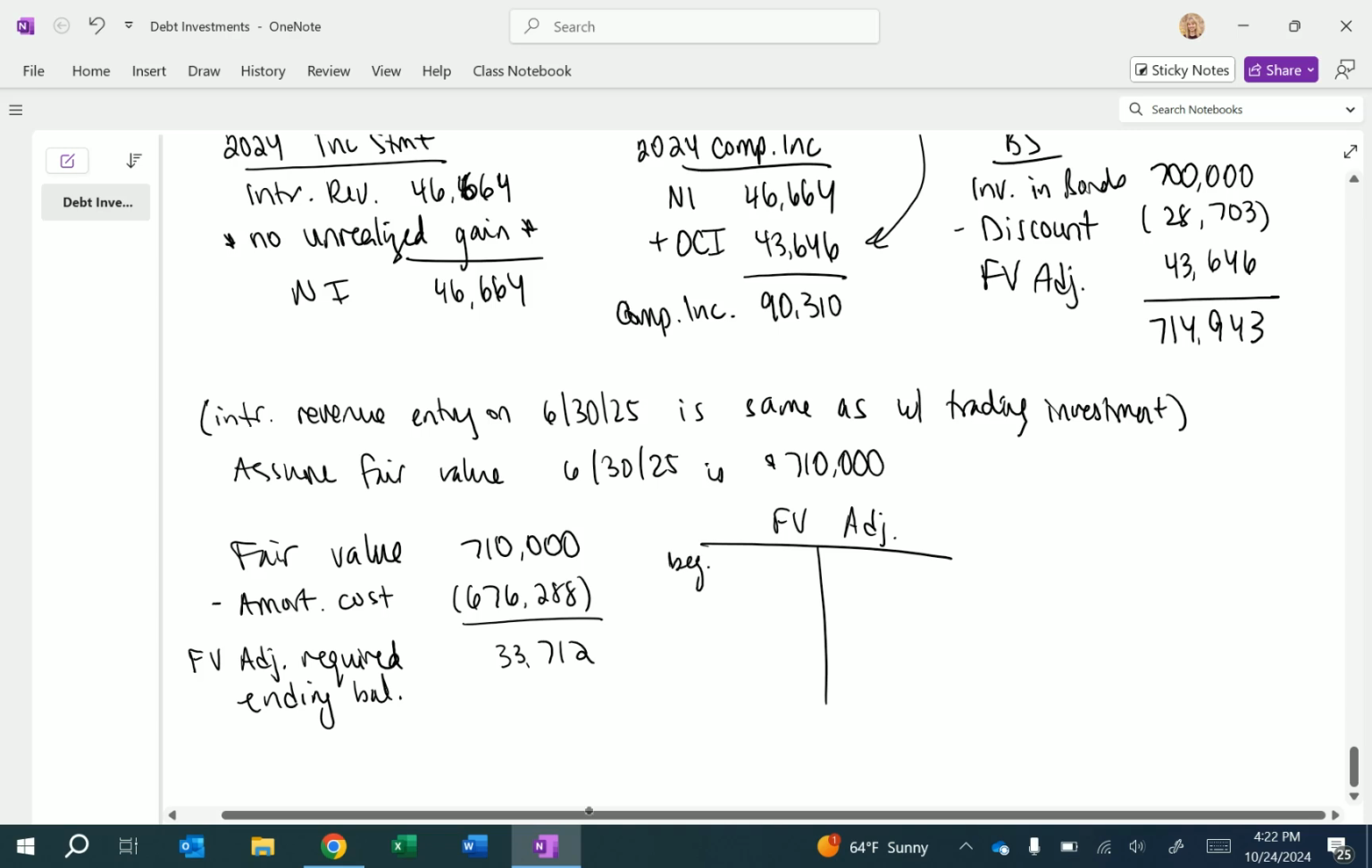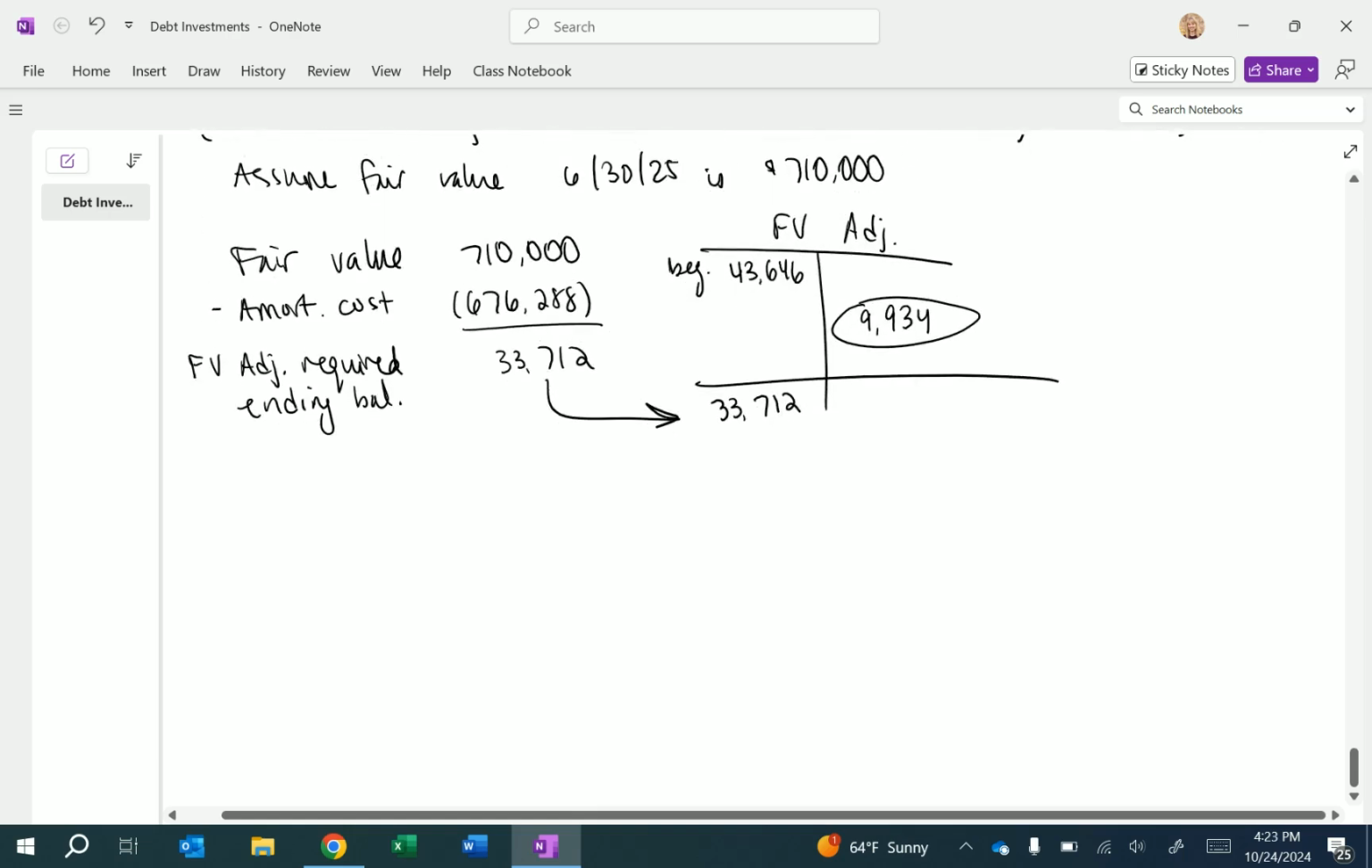The fair value adjustment started off with a beginning balance of 43,646, what we ended last period with. We now want it to be a debit of 33,712 because fair value is higher than amortized cost. So what do we need to record? We need to record 9,934. Looks just like what we did with the trading investment. And now when we record our journal entry, we're going to debit loss on bond investment. Because the fair value adjustment was a debit, this is a credit to the fair value adjustment account.